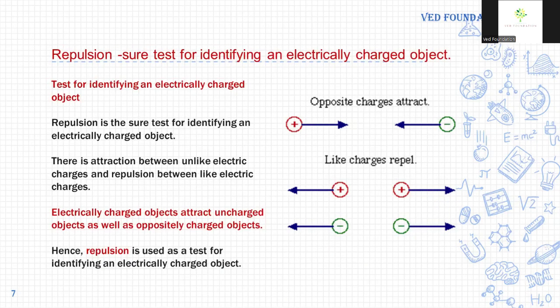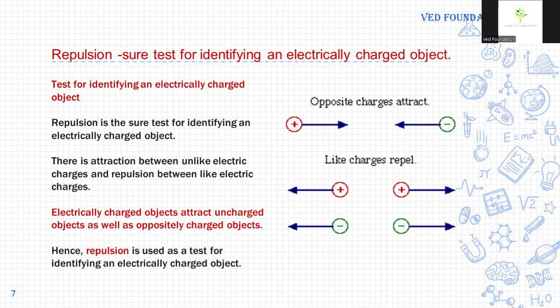Test for identifying an electrically charged object. Repulsion is the sure test for identifying an electrically charged object. There is always attraction between unlike electric charges, meaning there is always attraction between positive and negative electric charge. And there is always repulsion between like charges, that is, between two positive charges or between two negative charges.